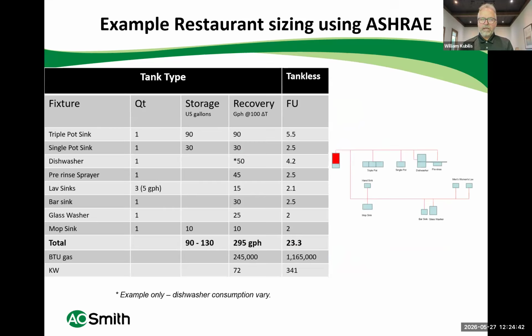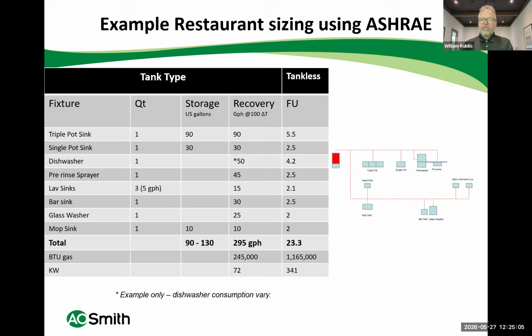And then I decided what should I have in storage? Well, triple pot sink. If you go to ASHRAE, which I have on my next slide coming, where I came up with these numbers, ASHRAE says for a triple pot sink you should plan on 90 gallons to fill it.